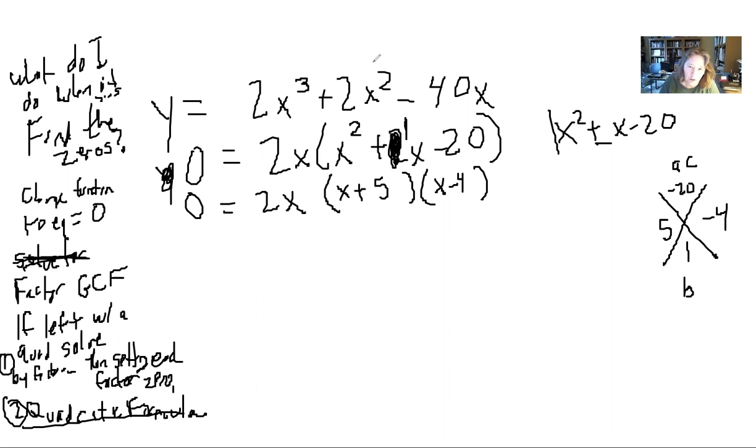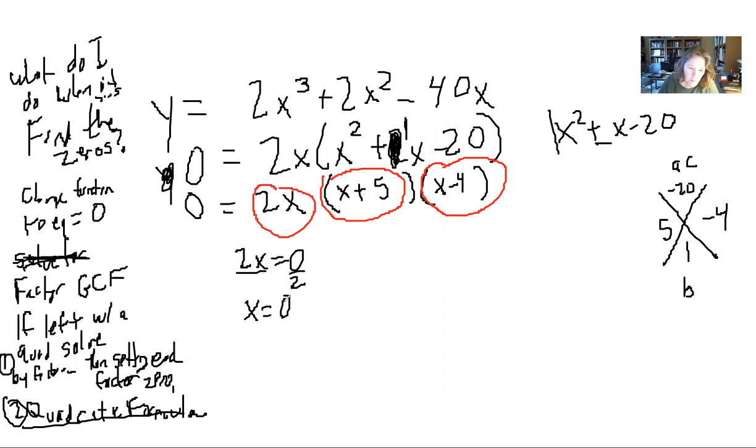equal to 0. So I'm going to change colors here. This is a factor, this is a factor, and this is a factor, because a factor is a number that's multiplied together to make a bigger number. So let's go back to black. So 2x equals 0, divide both sides by 2, x equals 0, x plus 5 equals 0, x equals negative 5, x minus 4 equals 0, x equals 4.